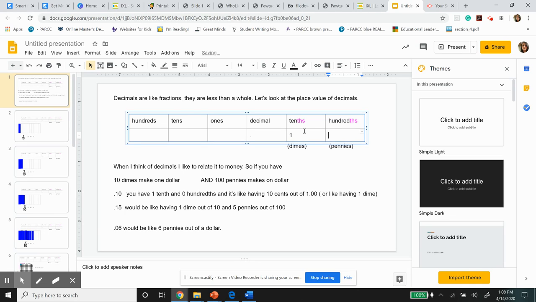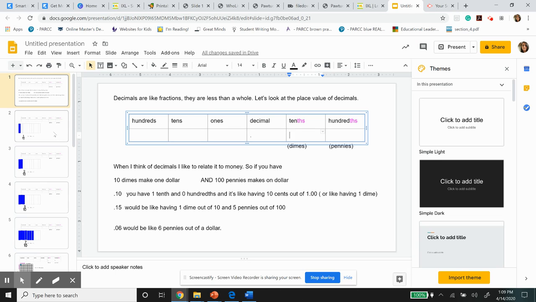If we had, let's say, a decimal that looked like this, okay? Showing us we have 0 tenths, and we have 6 hundredths, which would be like having 6 pennies, or 6 cents. So this chart becomes very valuable when we're thinking about what we're going to say.